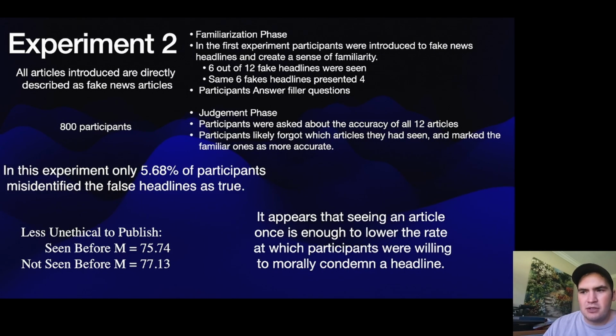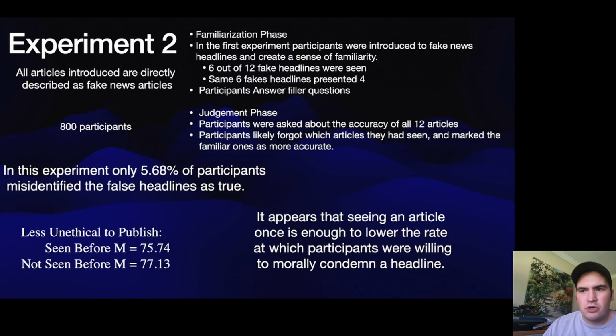That means that they could have just forgotten from the beginning. They only saw them once. But it shows that most people, 95%, retained the ones that they saw that were false. The ones initially introduced were almost all recognized. It appears that seeing that article once is enough to lower the rate at which people would morally condemn a headline, though only by about 2%. If they've not seen it before, there's a 77% chance that they think it's less ethical to publish. But if they've seen it before and know it's false, that goes to a 75% chance.